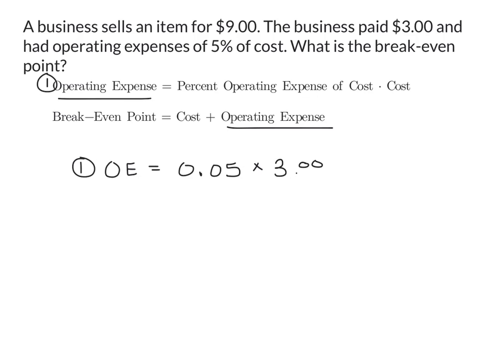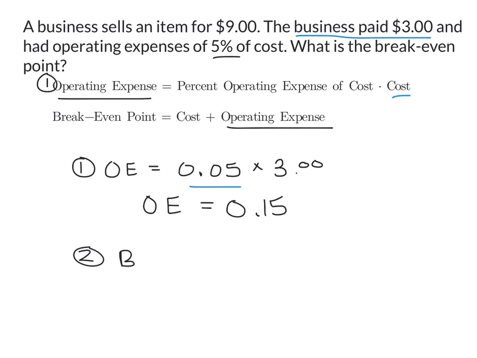So if we find the operating expense, we'll multiply the percent of operating expense, which is 5%, and 5% written as a decimal is 0.05, and then we'll multiply that by the cost. And the problem says that the business paid $3, so the cost is $3. When we multiply 0.05 times 3, we get 0.15 or 15 cents. Next, we'll take that value and substitute it in to find the break-even point.